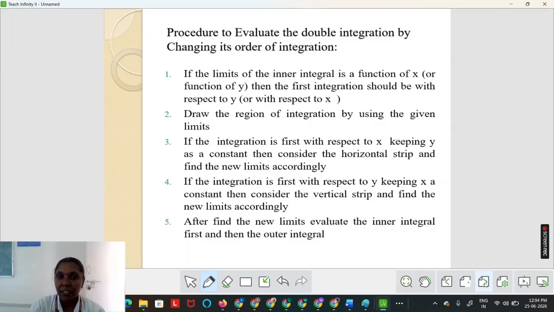Step 3. If the integration is first with respect to x, keeping y as a constant, then consider the horizontal strip and find the new limits accordingly. Step 4. If the integration is first with respect to y, keeping x as a constant, then consider the vertical strip and find the new limits accordingly. Step 5. After finding the new limits, evaluate the inner integral first and then the outer integral.